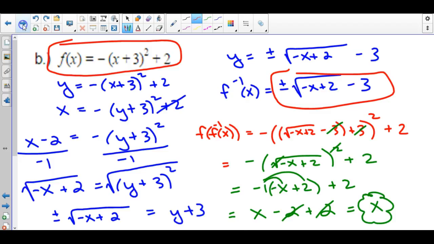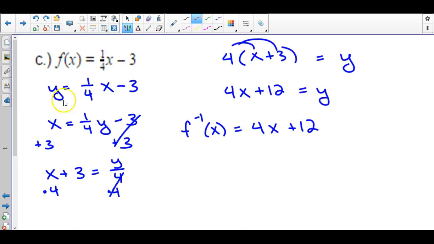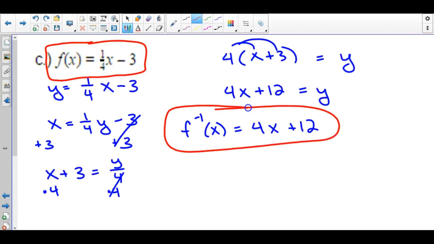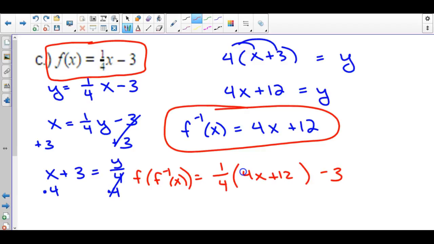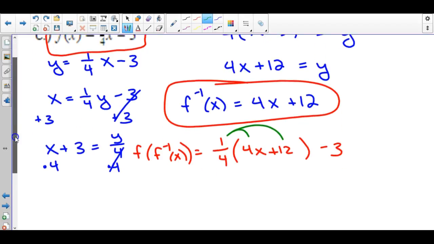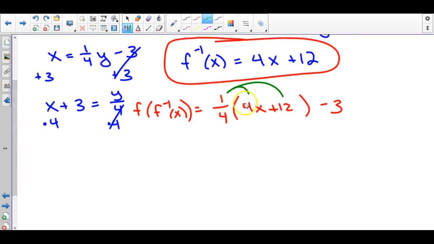And that's why the equation then came out to 4x plus 12. So my verification algebraically would be using composition by taking f of f inverse of x. So same thing as I've done with the last two. I'm going to take my inverse function and substitute it in for x in my original function. So 1/4, and then in for the x, I'm going to substitute my inverse, which is 4x plus 12, and then start canceling. So the first thing is if I distribute my 1/4 through, 1/4 of 4 is just 1.